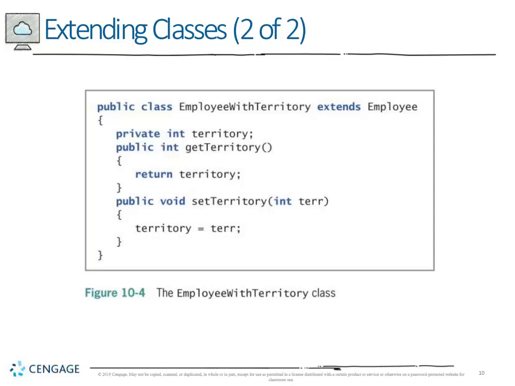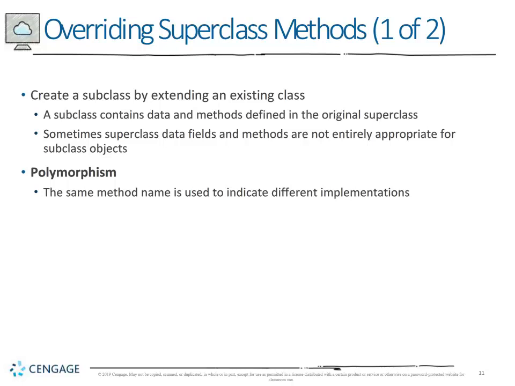So here we extend employee. The employee has two data fields, the salary and the ID, and the set and get methods for the two data fields. Then we added the new data field and the new methods for the employee with a territory class, which is an integer territory, and one is a get method and the other one is a set method for retrieving and setting this data field. When you create a subclass by extending an existing class, the new subclass contains data and the methods that were defined in the original superclass.